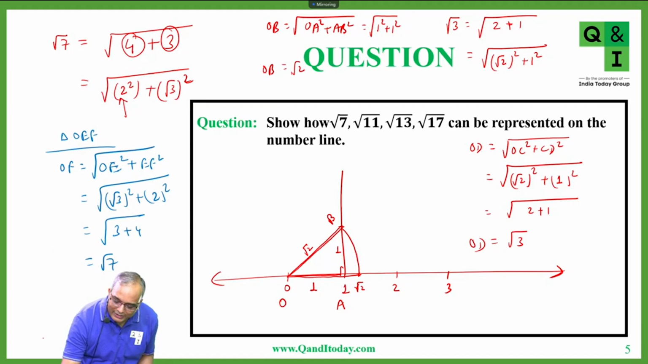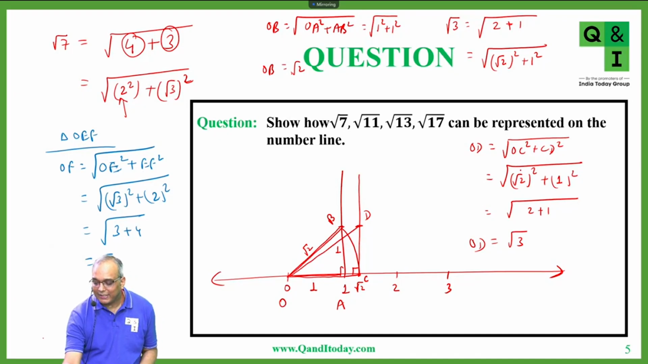So for root 3, I'll draw again a perpendicular here. Right? So if I've drawn a perpendicular, I'll cut 1 unit here. And then because this is AB, this point is C, let's say this is D. I will join this line OD.